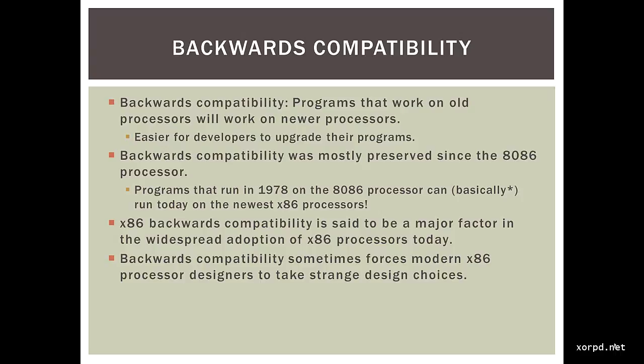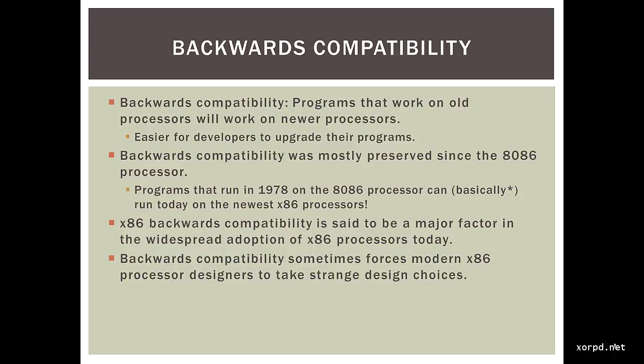This is very important. It makes it much easier for developers to upgrade their programs. For example, if I wrote a program for an old processor, and then a new processor was shipped, and I want my old program to work on the new processor. If the new processor has backwards compatibility, then I could just take my old program, put it in the newer processor, and it will just work. It would be much easier for me as a developer.